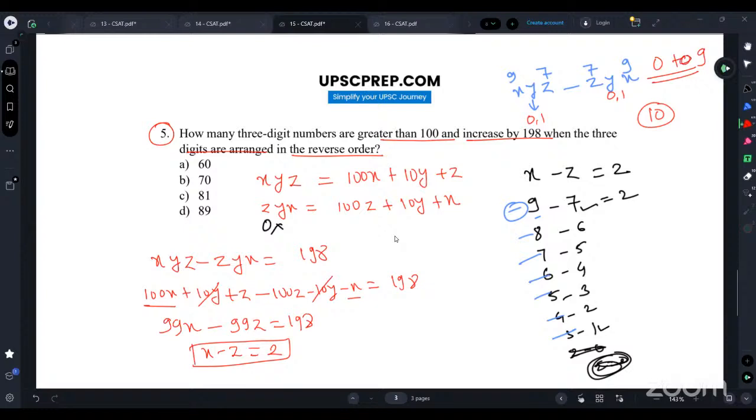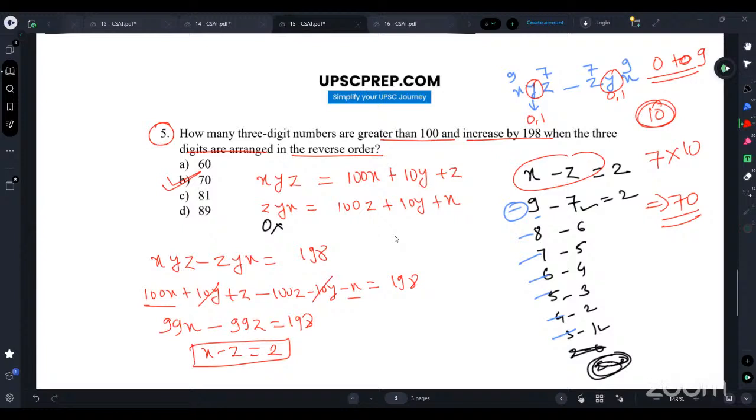So 7 options for this x and z, right? So with all these 7 options, I can try 10 options for y, the middle digit. So totally, how many such numbers can I get? 70 such numbers I can get, guys, right? So 70 is the correct option. Option B. Got it?